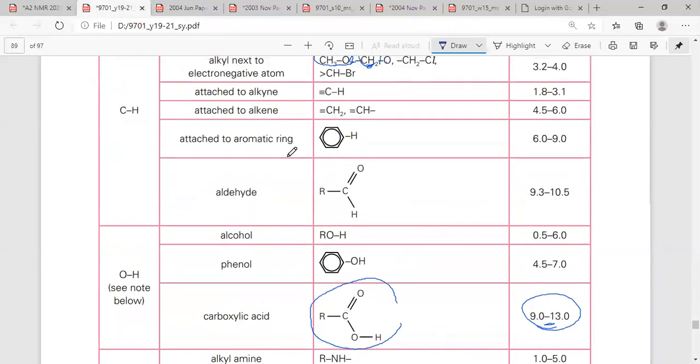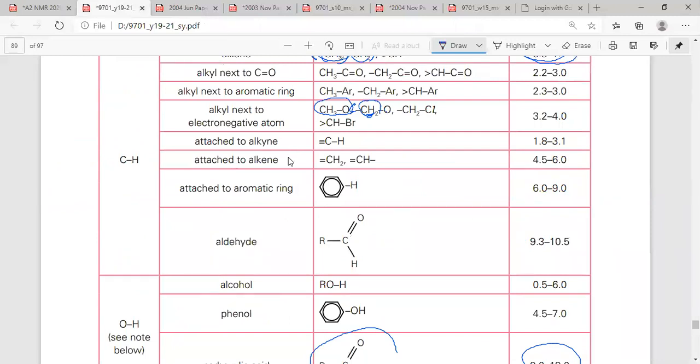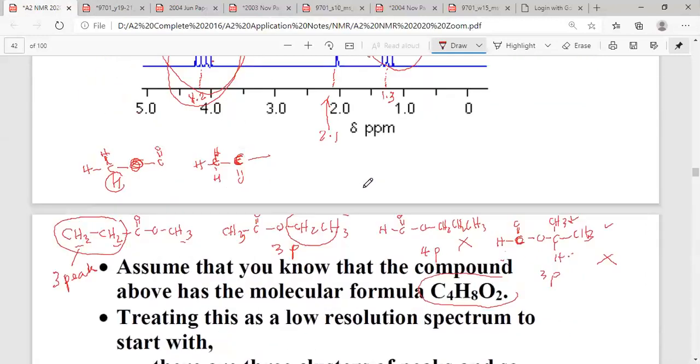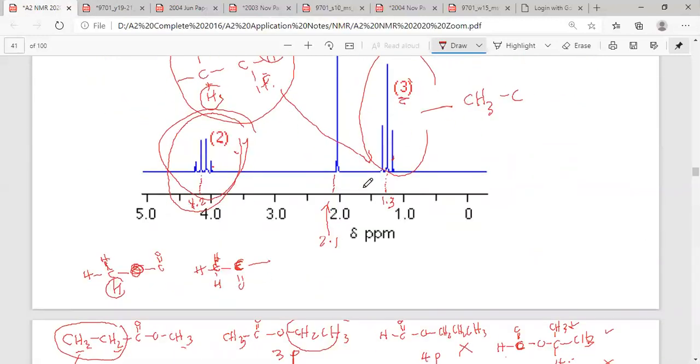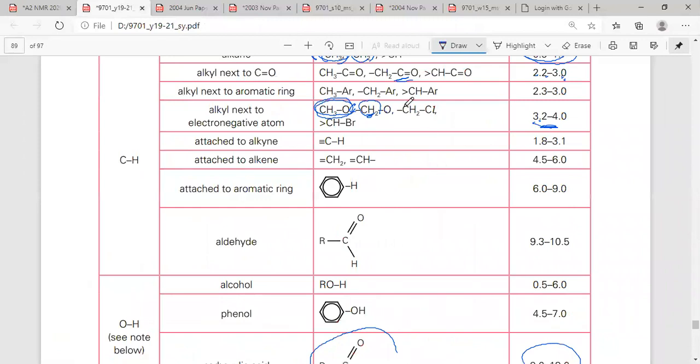CH3 to O. Now look at it here: CH3 to O is 3.2 to 4. If the other one is 2.2 to 3, then this one is below 3, while the other is over 3. So let's say here it's 2.1, so it's below 3. Below 3 should be this one, CH3 on a C double bond O, not next to the oxygen.